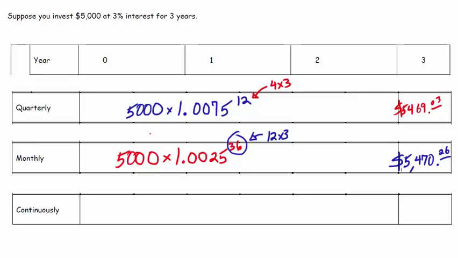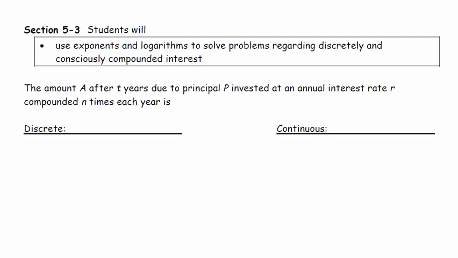Alright, so hopefully we can see that the more times we're paid, I earn a little bit more money here. Now let's come back to that first slide. We want to generalize what we just did here. The amount that we end with, we're going to call that A. So this is what we have at the end.